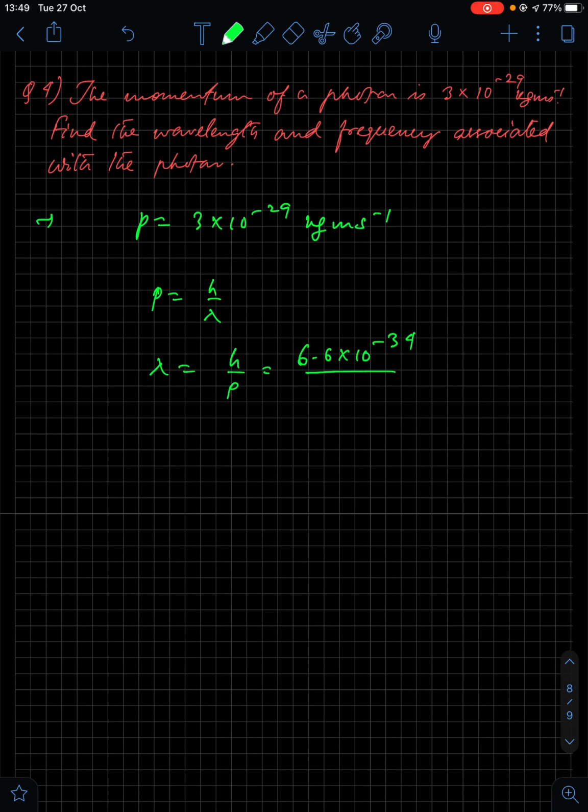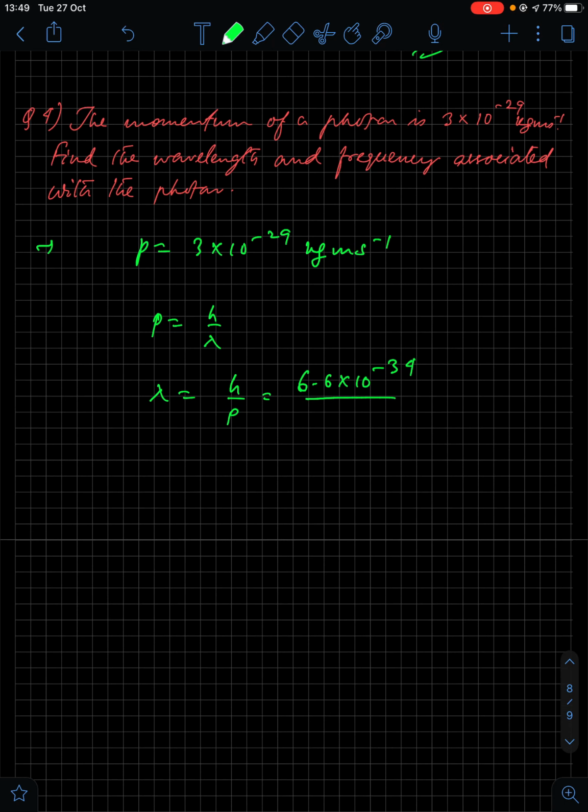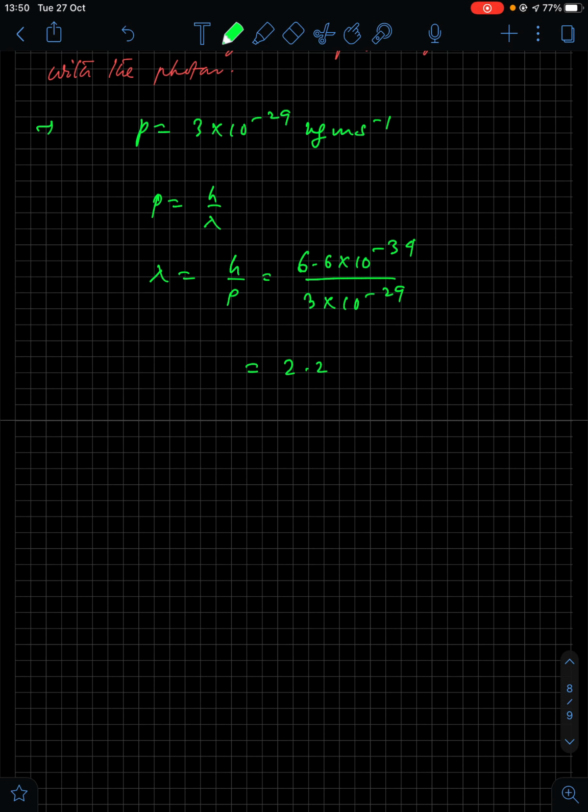And what is the value of P given in the question? 3 into 10 to the power minus 29. So on calculation this gets you 2.2 into 10 to the power minus 5 meter. So this is your answer for wavelength.